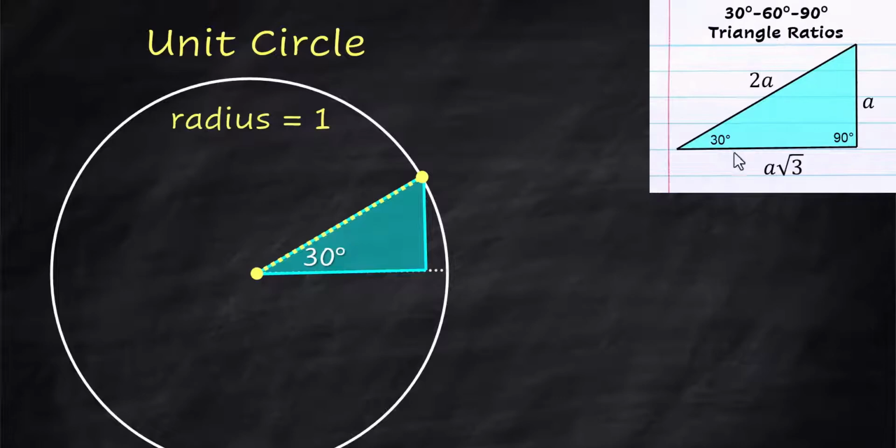Special right triangles have ratios of their sides, and we know that the shortest side is going to be across from the smallest angle, so that's the A, whatever this is.